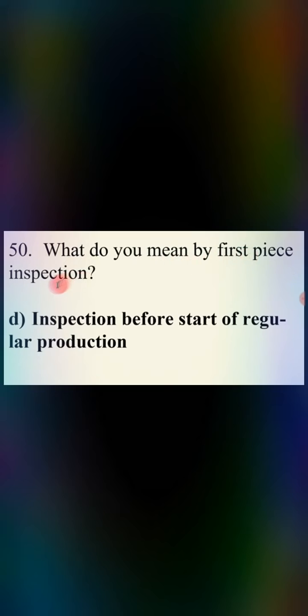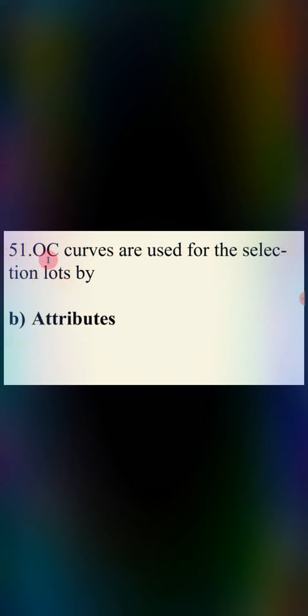What do you mean by first piece inspection? First piece inspection means inspection before the start of regular production. So that is called first piece inspection.